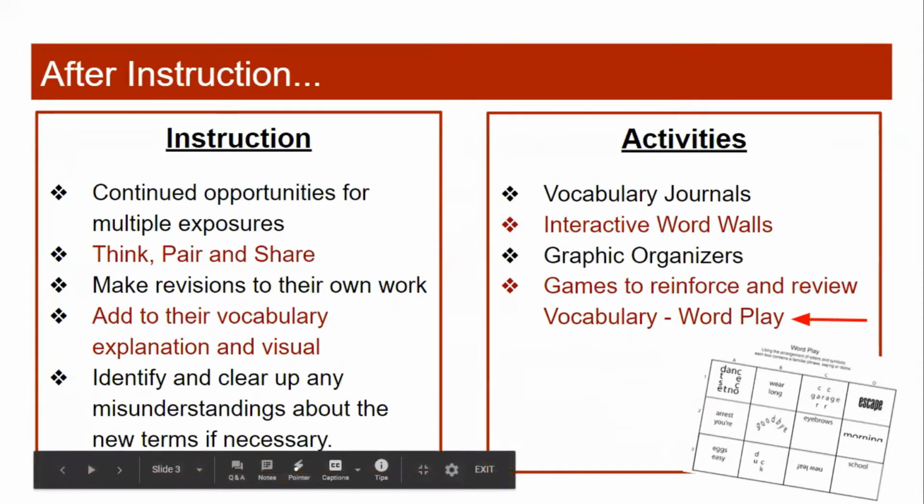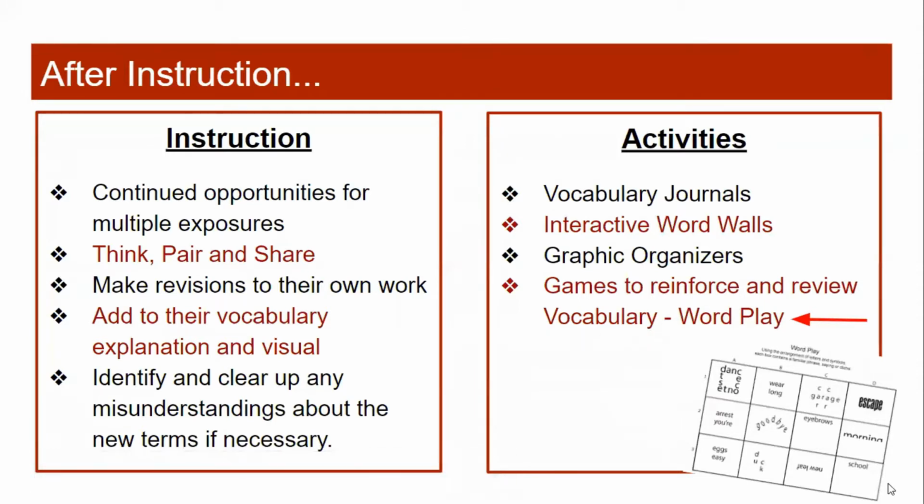After strategies provide students an opportunity to summarize, question, reflect, discuss, and respond to text by think, pair, sharing their ideas, and by comparing their explanations, describing and explaining drawings, and discussing any new information they have learned. Students can make revisions to their own work and add to their vocabulary, explanation, and visuals as necessary. This is an optimal time to continue to identify and clear up any misunderstandings about the new terms, and also have activities that the students are able to participate in.